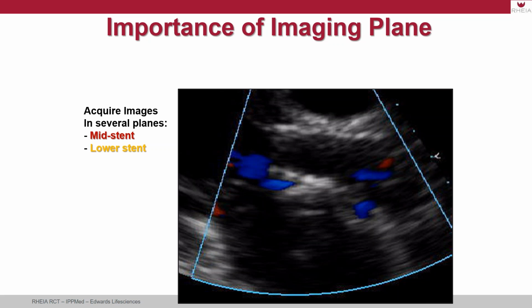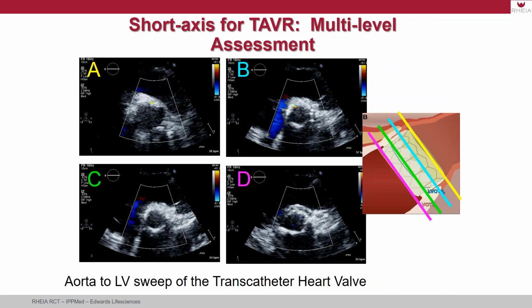So this gives us more planes, and you can also do a sweep where, with the probe, you travel from the aorta to the LVOT in the short axis view, for example. That's what is shown here. We are in the short axis, but we have short axis imaging at 4 levels: high, above the stent, then the upper portion of the stent, mid portion, and lower portion of the stent.